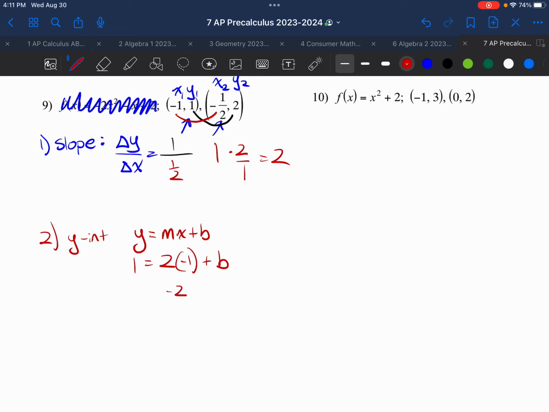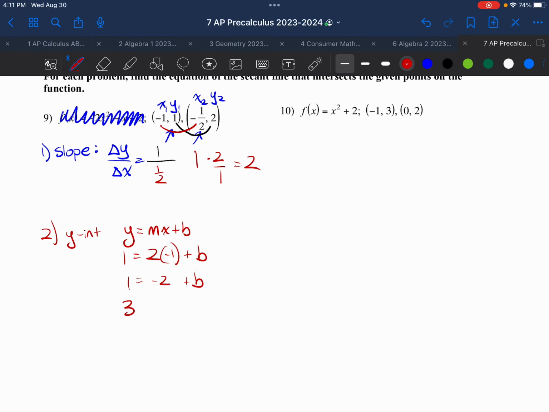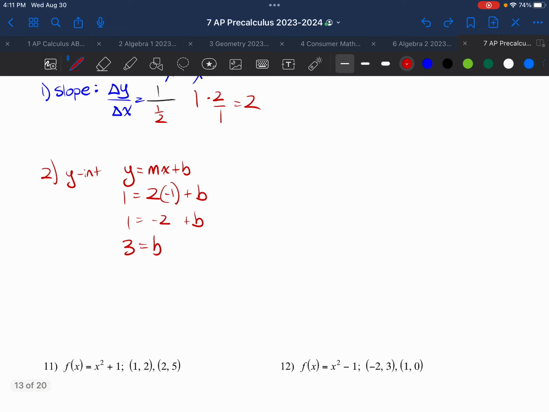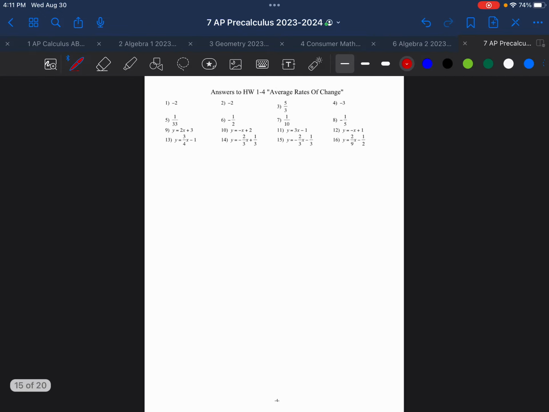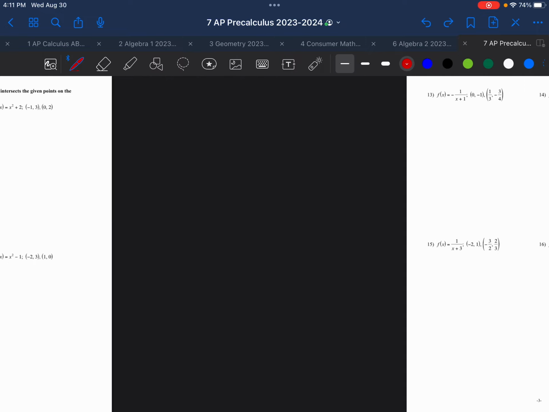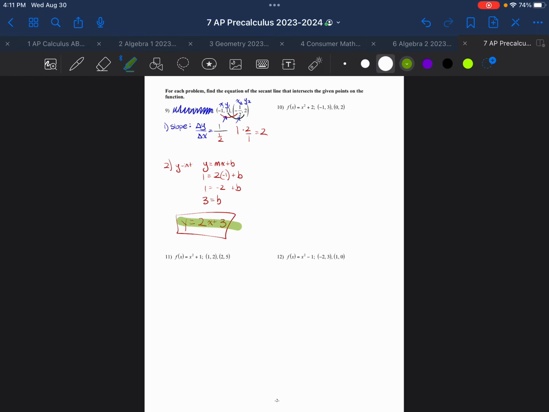2 times -1 is -2 plus b. And then I add 2 to both sides, and I get 3 is equal to b, and I put this entire equation down beneath with m and b plugged in. So y is equal to m, which we got was 2, x plus b, and b is 3, so 2x plus 3. Let's check. Number 9, 2x plus 3. Number 9 is indeed 2x plus 3. There it is. And I can highlight that one in green.